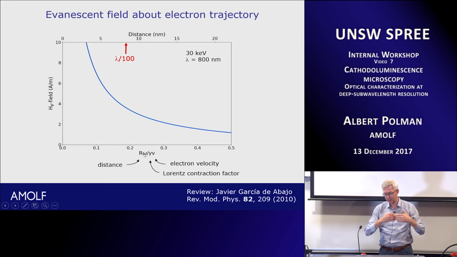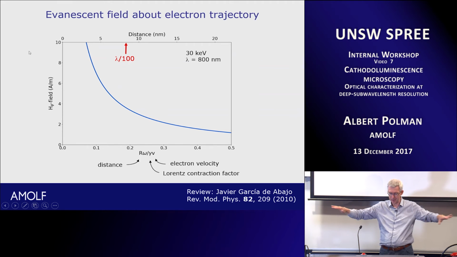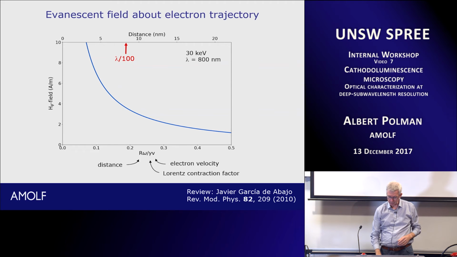I want to excite something, say at 800 nanometer. Well, then this is the field distribution of the electric field about the electron trajectory. So here's the corresponding distance scale on top. You can see this falls off at 10 nanometer or so. So the effective measurement resolution, at which the electric field falls off, is about 10 nanometer.